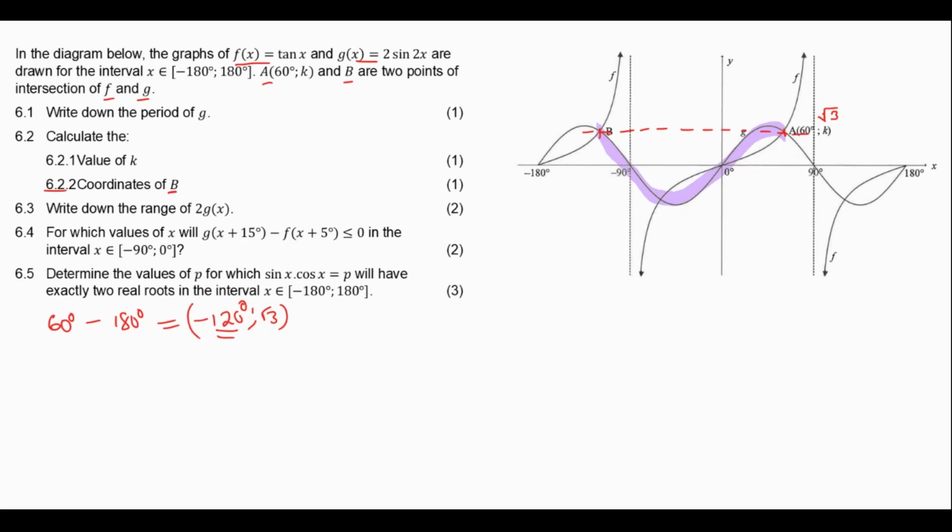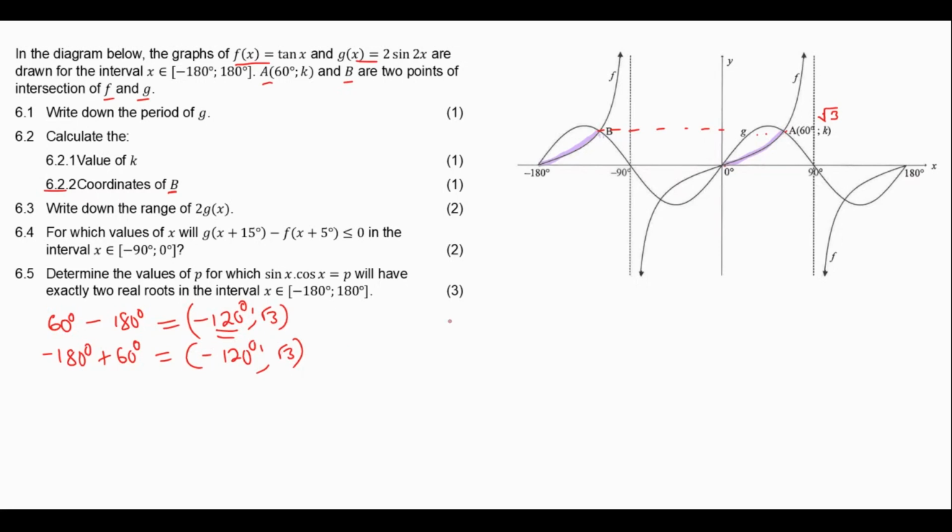The other thing you can do, if you check here, the gap between 0 and point A, there's a difference of 60 degrees, meaning that even here from -180 degrees to point B, there must be a difference of what? Of 60 degrees. So now to get the x coordinate of B, we can say -180 degrees plus 60 degrees, and we'll still get -120 degrees. And then since B and A have the same y value, it's going to be (-120 degrees, root 3).